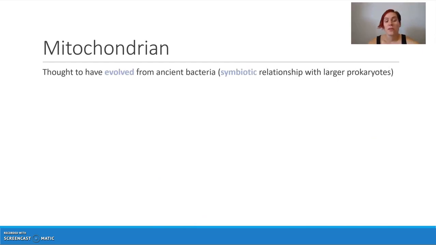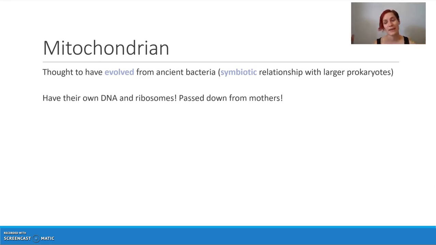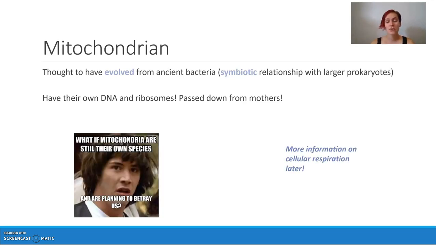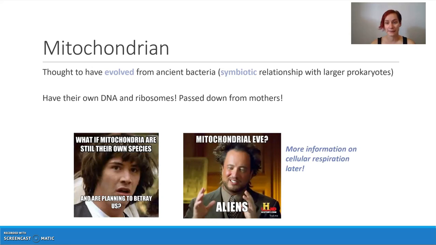Mitochondria are thought to have evolved from ancient bacteria, and it's thought that newer cells have taken in bacteria and started to use them as a little helper, and then eventually that's evolved into actually being just a mitochondria, part of that tiny cell. They have their own DNA and ribosomes, and they're passed down through the maternal line. So all your cells have maternal mitochondrial DNA, but there are recent developments to say that perhaps you can actually get some from your father's side. So we will be talking more about cellular respiration a lot later.